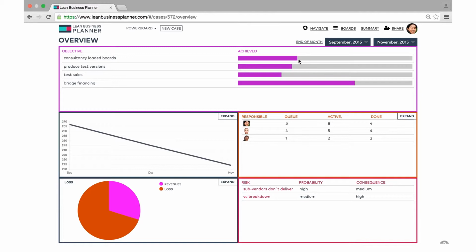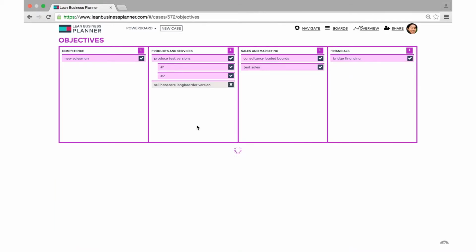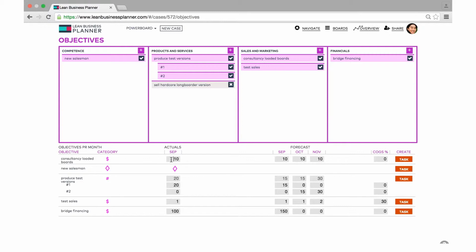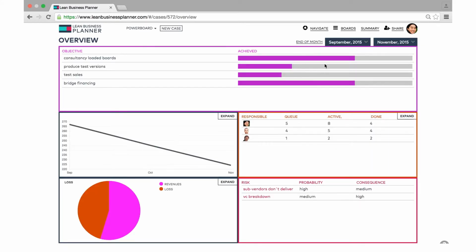Mark has received a term sheet for $100,000 bridge financing from a well-known serial entrepreneur from the Bay Area. This means that another $50,000 still need to be finished. When discussing this, John points out that they have actually received a $30,000 bonus from loaded boards. Mark goes to the objective board and enters that, and we can see that the status is changed.